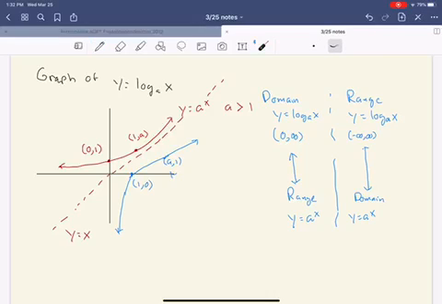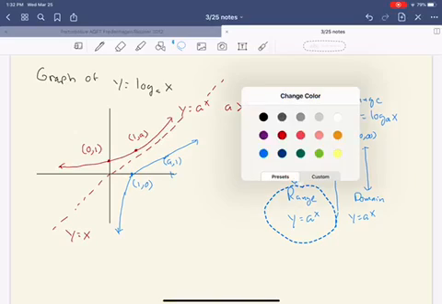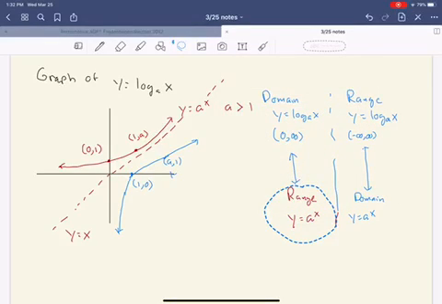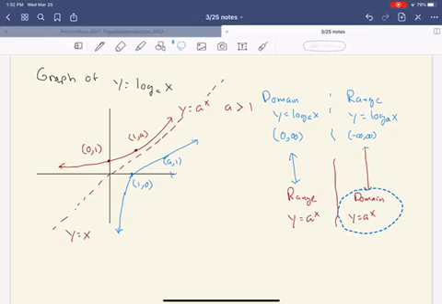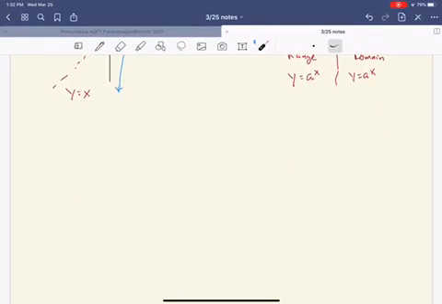The domain here is the allowable x values in the logarithm, in the blue. Okay? It's actually not a bad idea. Let's change the color here. Okay, so the domain here corresponds with the range here. Okay, let's go ahead and do a problem.